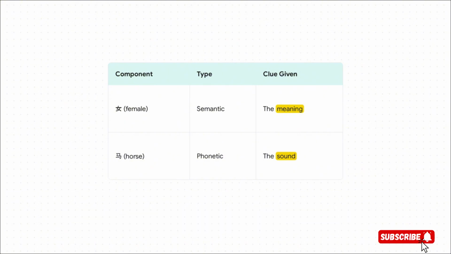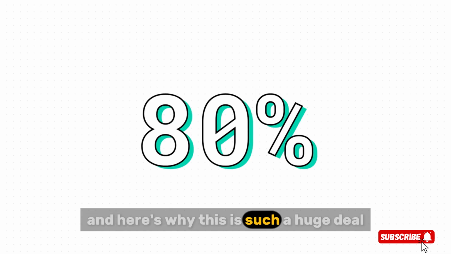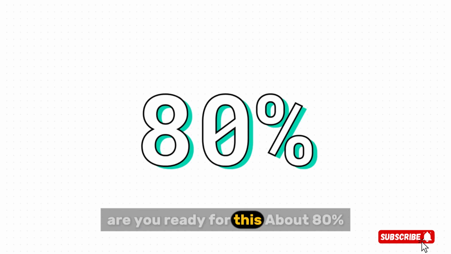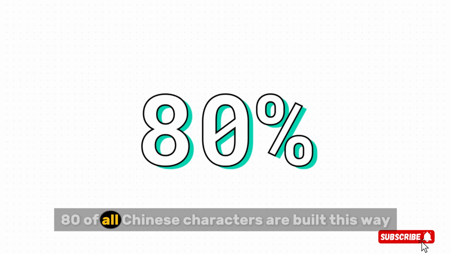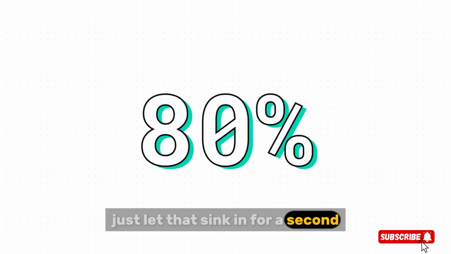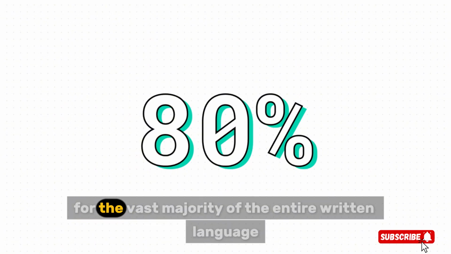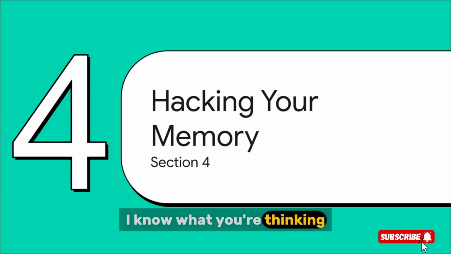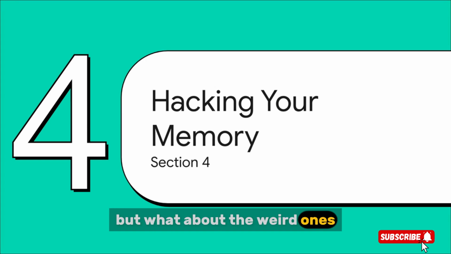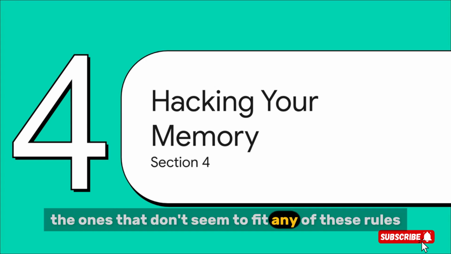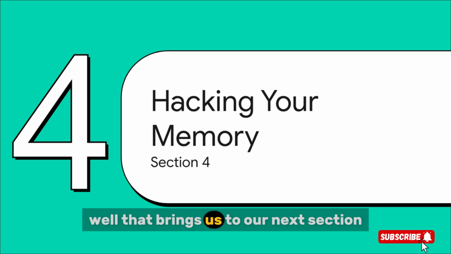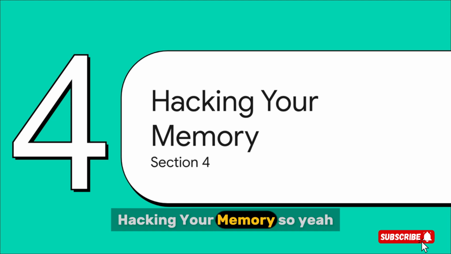Pretty clever. And here's why this is such a huge deal. Are you ready for this? About 80% of all Chinese characters are built this way. Just let that sink in for a second. If you can grasp this one concept, you've basically cracked the code for the vast majority of the entire written language. Okay, I know what you're thinking. But what about the weird ones? The ones that don't seem to fit any of these rules? Well, that brings us to our next section, hacking your memory.